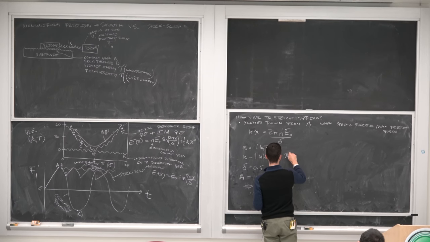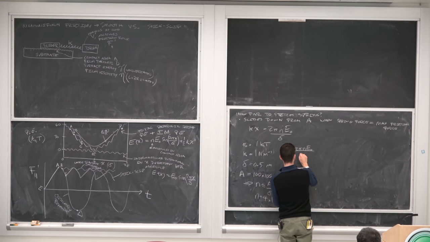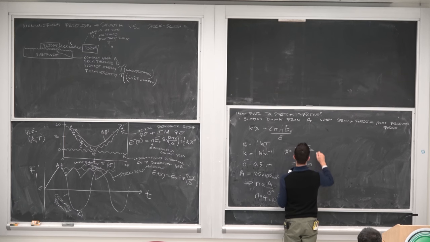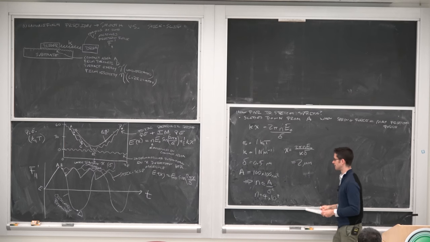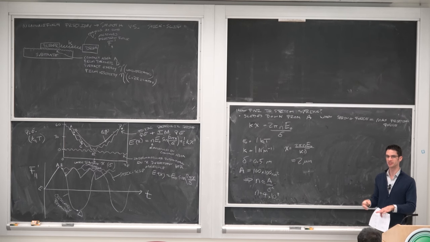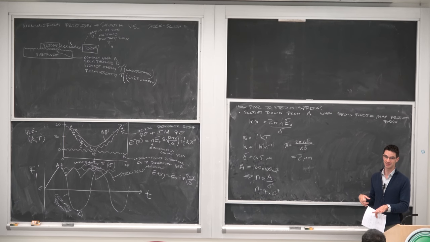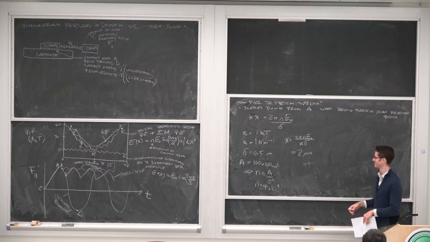And our x, therefore, equals 2 pi N times E naught over the spring constant times delta, or 2 microns. So given these values, just chosen totally arbitrarily, you would stretch this particular spring in a very sensitive grocery scale by 2 microns.